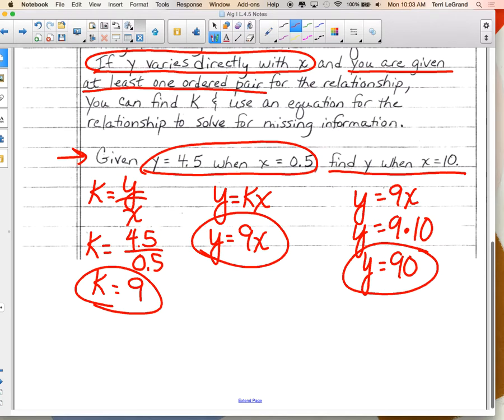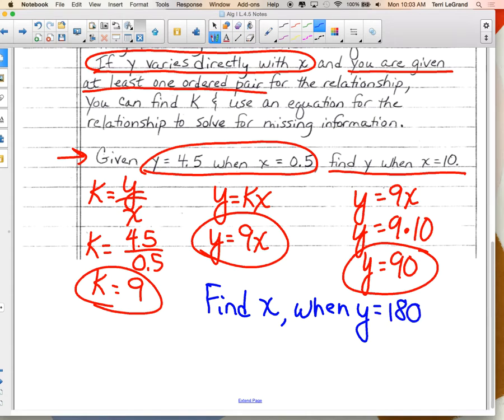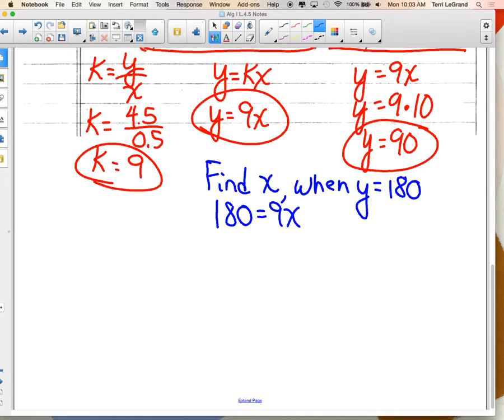What if, in this situation instead, they said, find x when the y value is 180? Then you'll divide by 9. So what if I gave you this problem: find x when y equals 180. And we know that k is 9, so the equation would be 180 equals 9x. Yeah, we have our equation that we set up, so we can use it to solve for x or for y. We don't always have to be solving for y. We can also get our x values. So we would divide both sides by 9, and what's our x value? Does that seem reasonable? Yes.